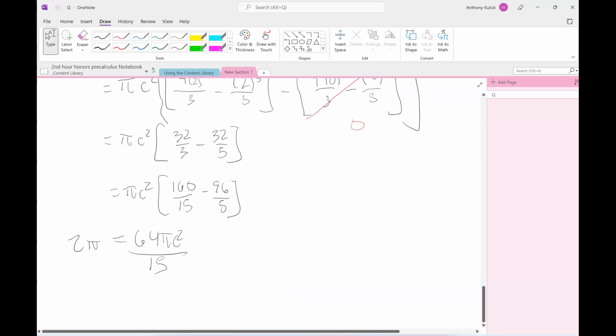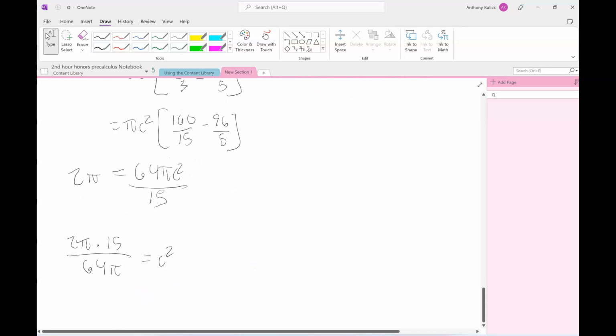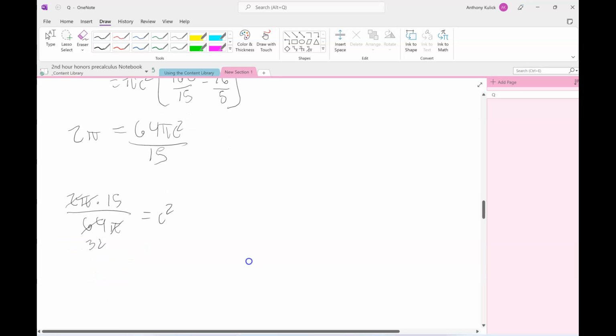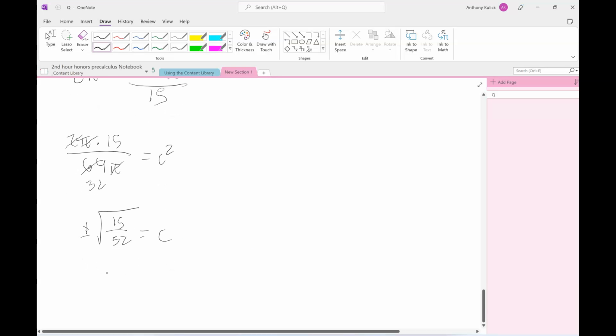So to solve for c, I'll multiply by the reciprocal. So I have pi times 15 over 64 pi is equal to c squared. So the pi's cancel, reduce that down. So I have plus or minus the square root of 15 over 32. And we know that c has to be a positive value because that's the way it's defined. And that'll be good enough. So not a terrible integral.